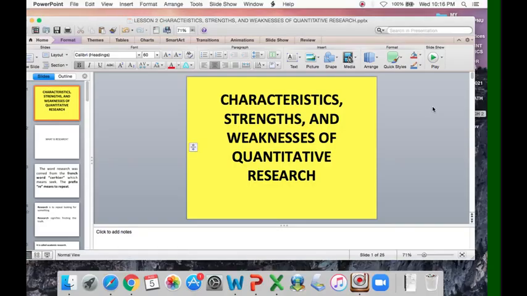Okay, so those are the different characteristics, strengths, and weaknesses of quantitative research.